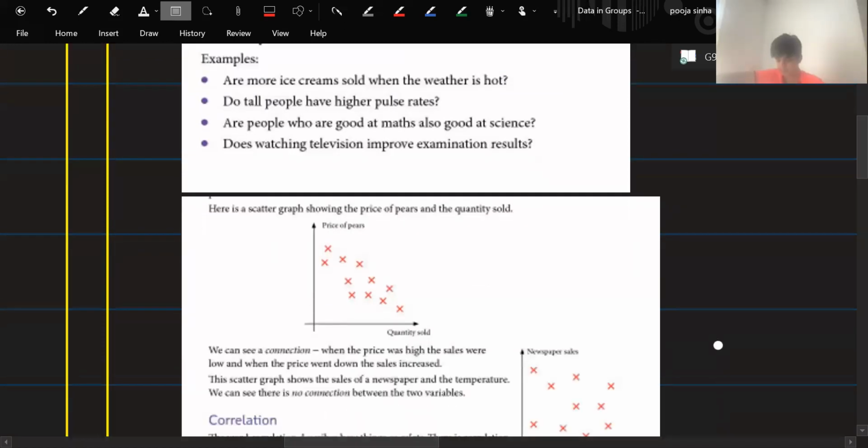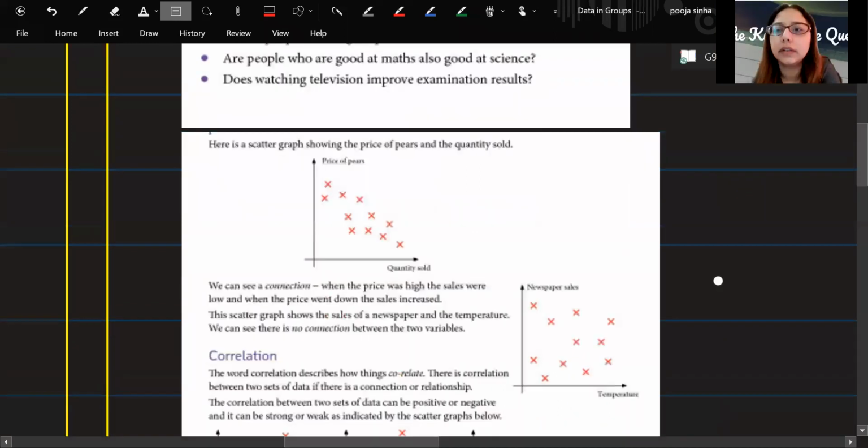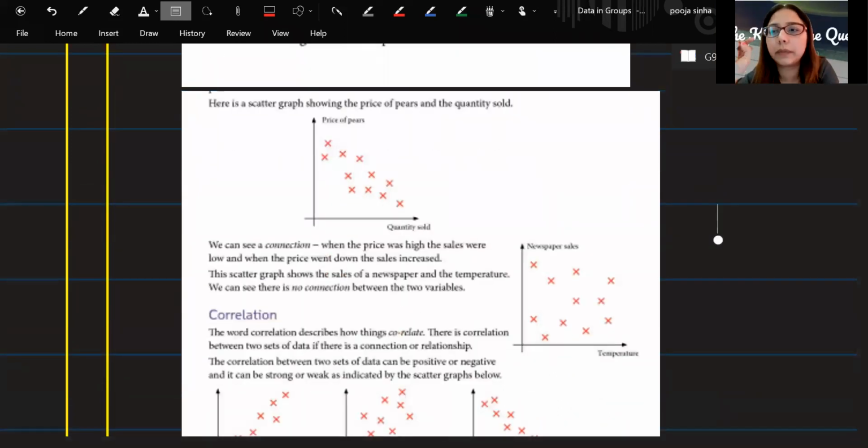Okay. So let's show it on a graph. Shamik, leave your phone. Keep it aside, and concentrate on the screen. Now here, do you see there are certain graphs on the screen? One is the price of pears and the quantity sold. What do you see here? Now we are going the other way around. What do you see? What is happening?